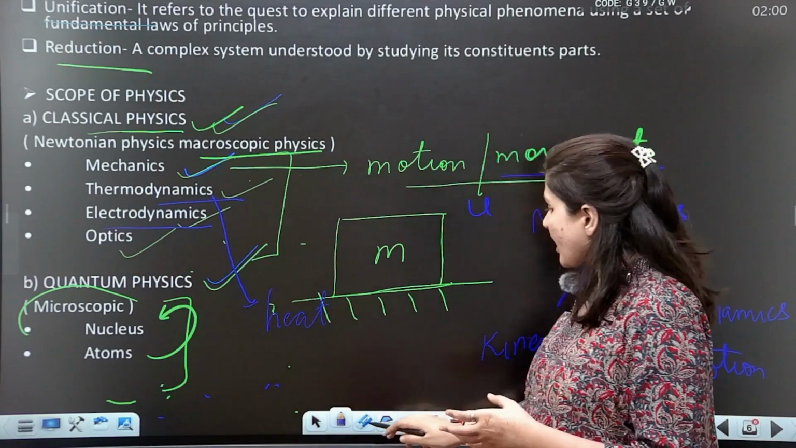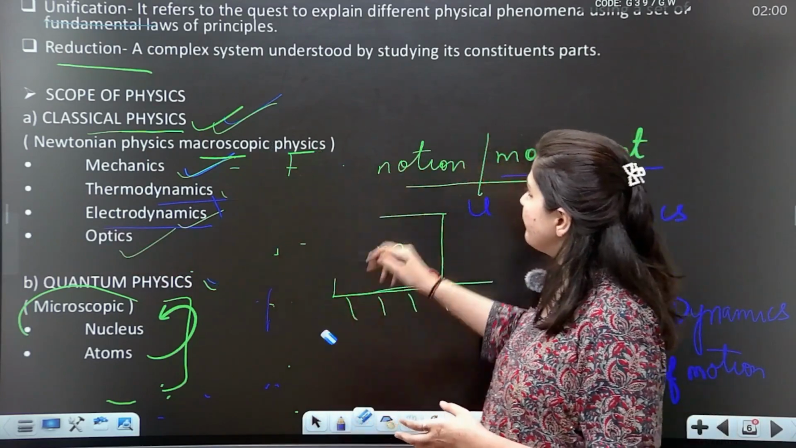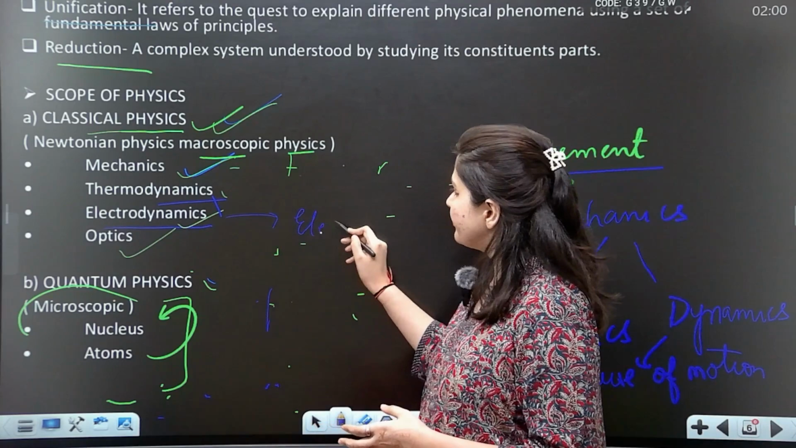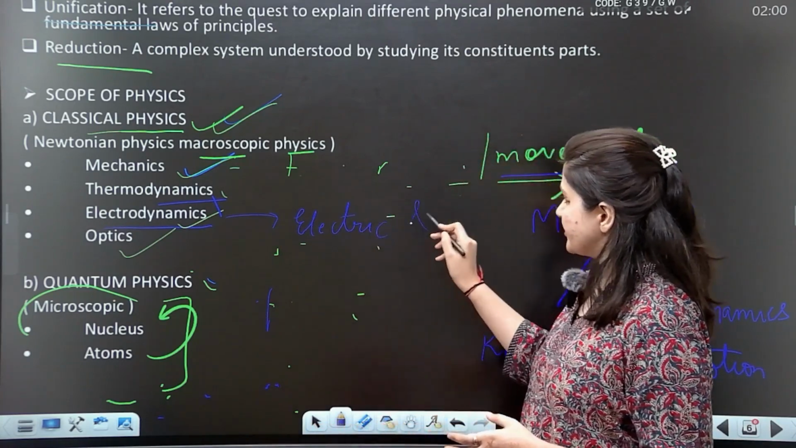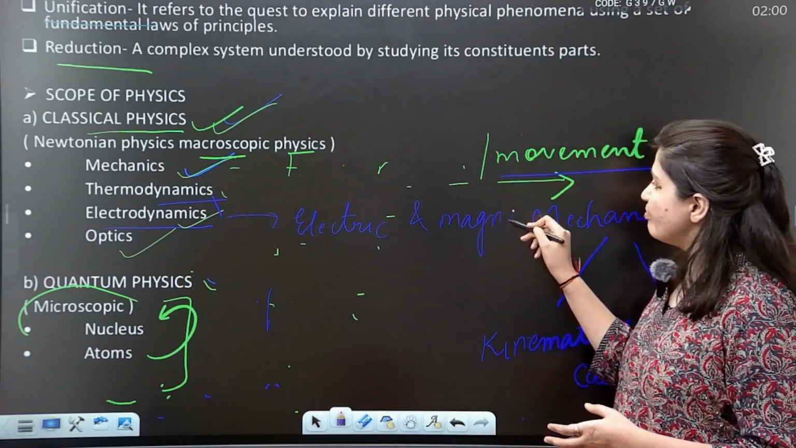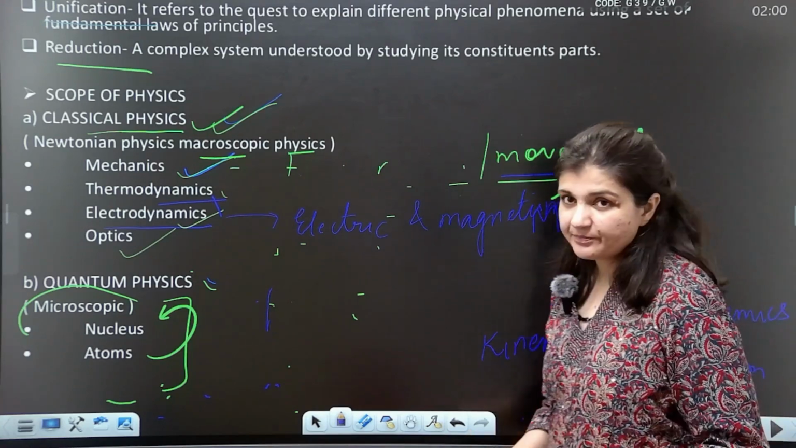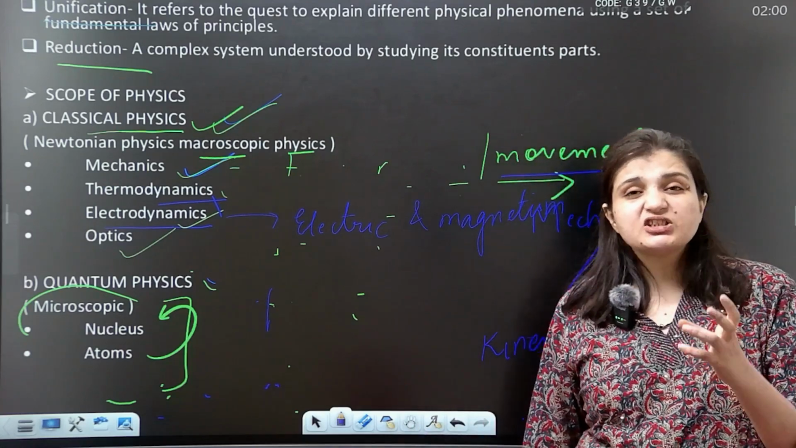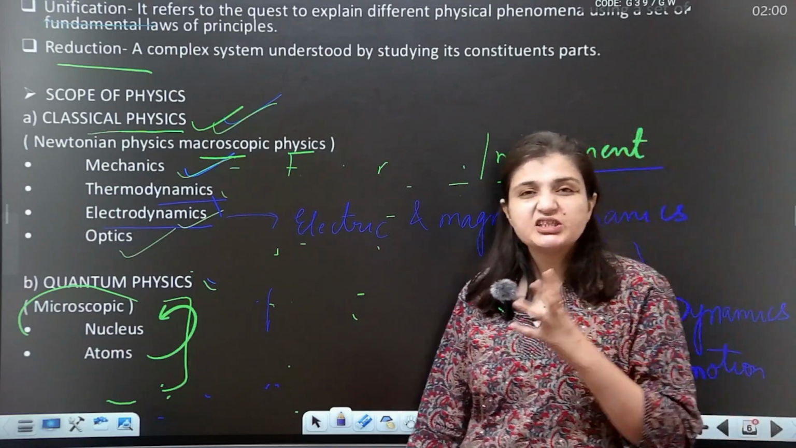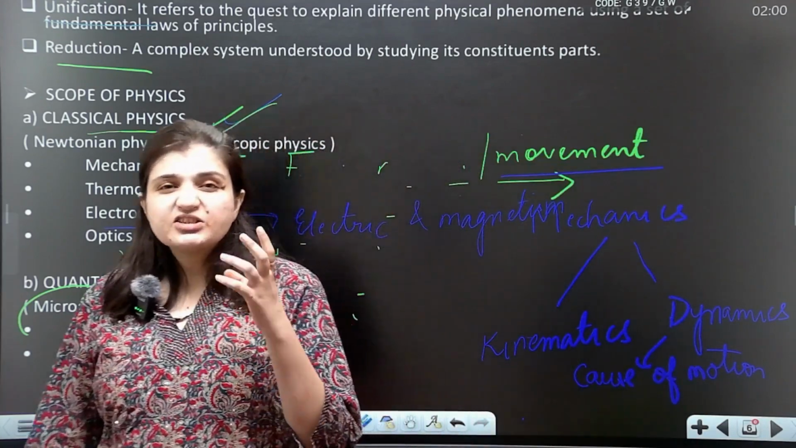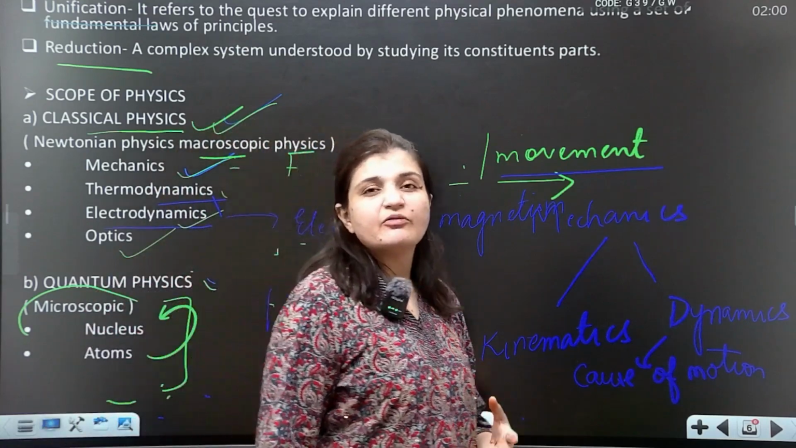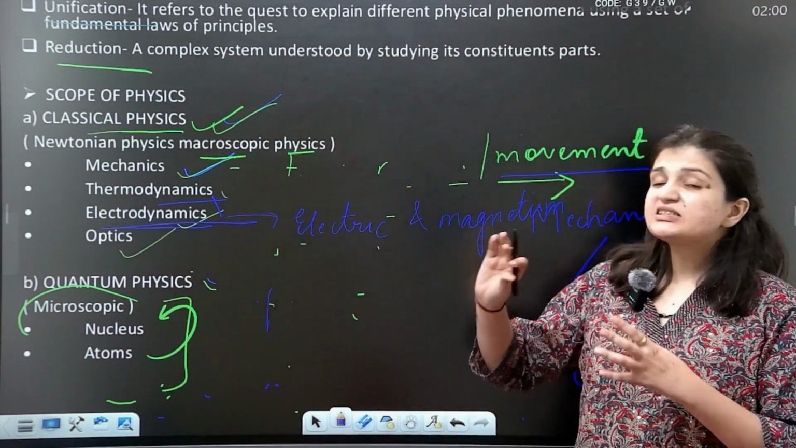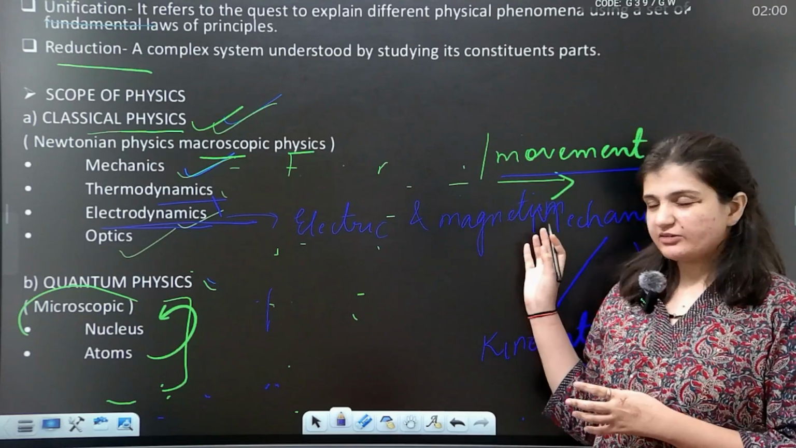Electrodynamics. In electrodynamics we study about electric and magnetic fields, where we talk about the concept of magnetism and electricity. We talk about the concept of electric charges, how the forces act between two charges, how a charge will be accelerated. This all comes in the branch of electrodynamics, where we study about the electric and the magnetic fields.